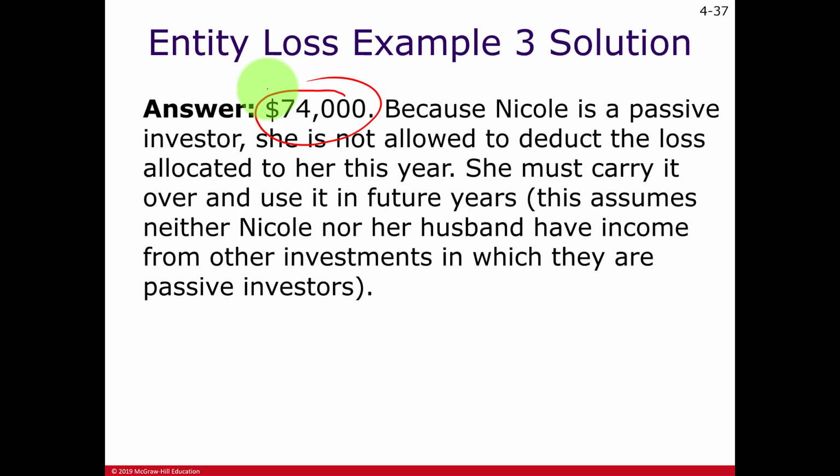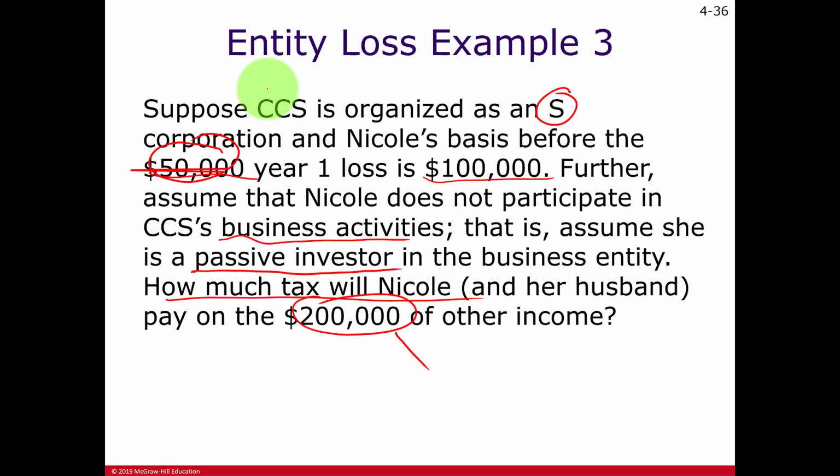Now you don't lose that loss. You get to deduct that $50,000 loss when there is passive income in a future year, or if Nicole sells or gets rid of her stock investment in CCS. In the year you get rid of the passive investment, the unused passive losses get released and you can deduct them.